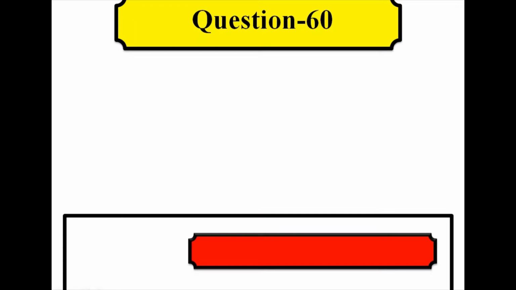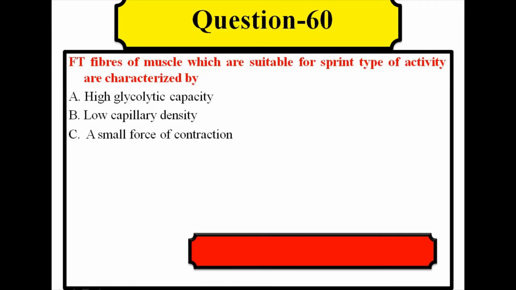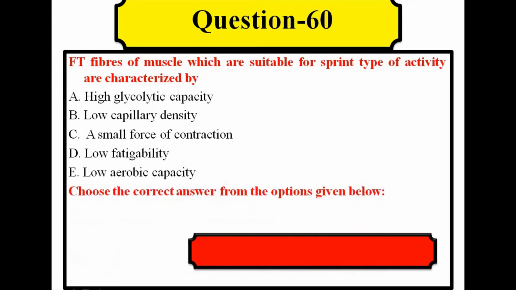Question 60. FT fibers of muscle which are suitable for sprint type of activity are characterized by: A. High glycolytic capacity. B. Low capillary density. C. A small force of contraction. D. Low fatigability. E. Low aerobic capacity. Choose the correct answer from the options given below.